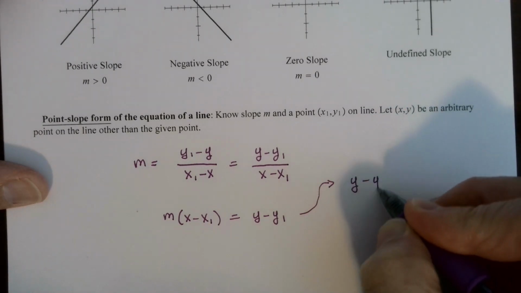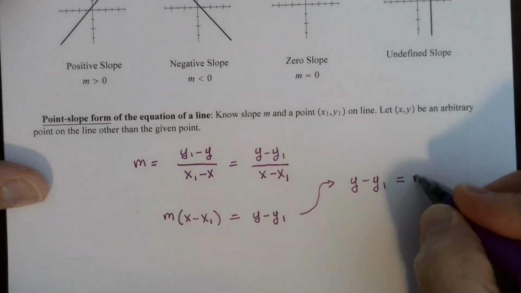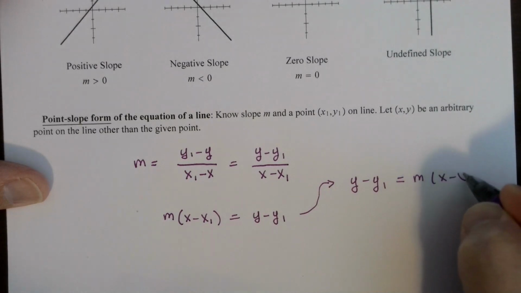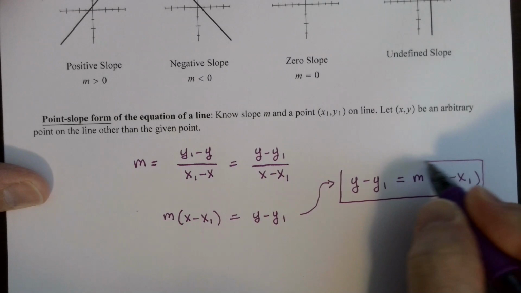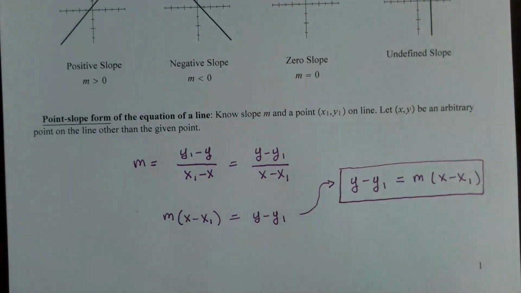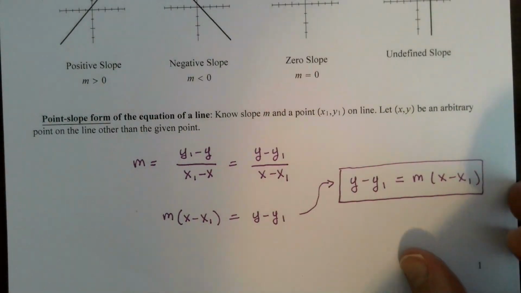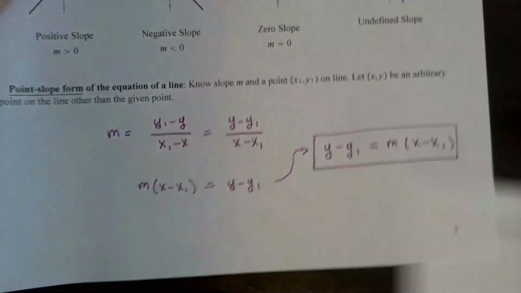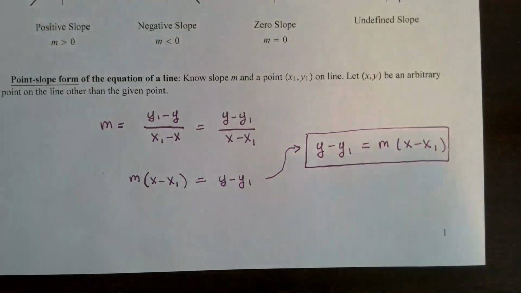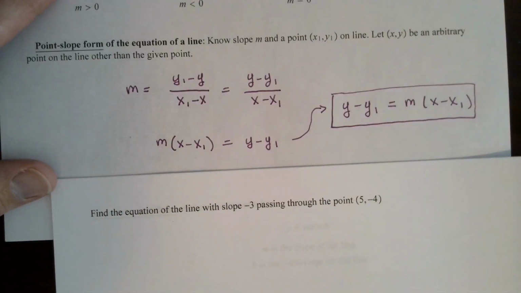Sometimes we write the y minus y1 on the left-hand side. It really doesn't matter. This is the way you'll typically see the point slope form of an equation. But it comes directly from the definition of the slope of a line. So you should be familiar with the point slope form. If you know a point on the line and its slope, you can write the equation of that line.